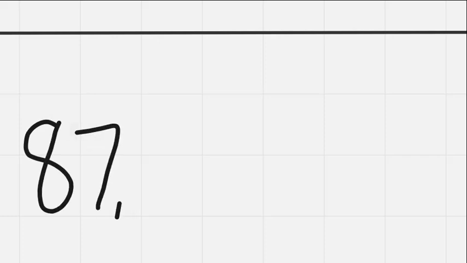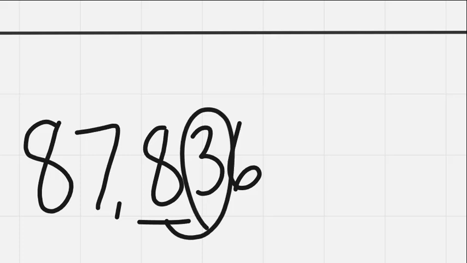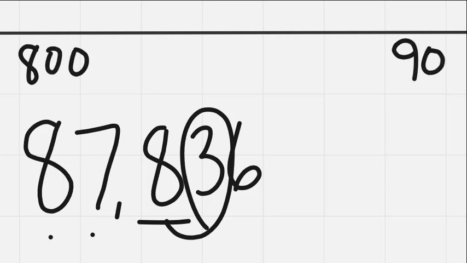The next number we're going to round is 87,836. Let's identify the hundreds place value, which is 8, and then we'll circle the 3 because the 3 will tell us how to round. We will ignore the 8 and the 7. Which two numbers is 836 between? Between 800 and 900.